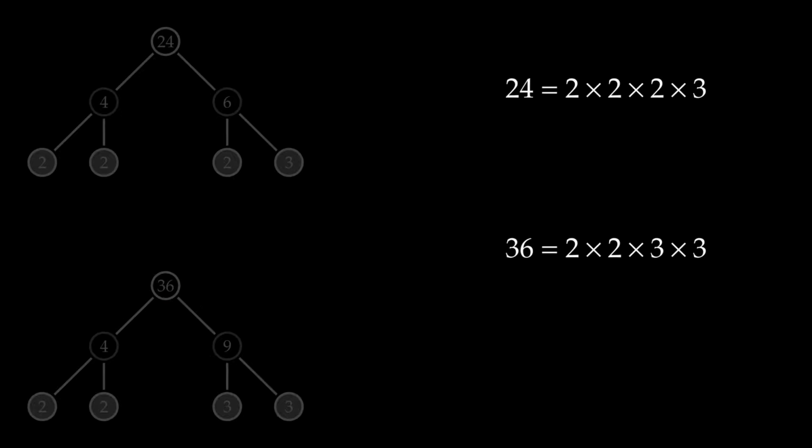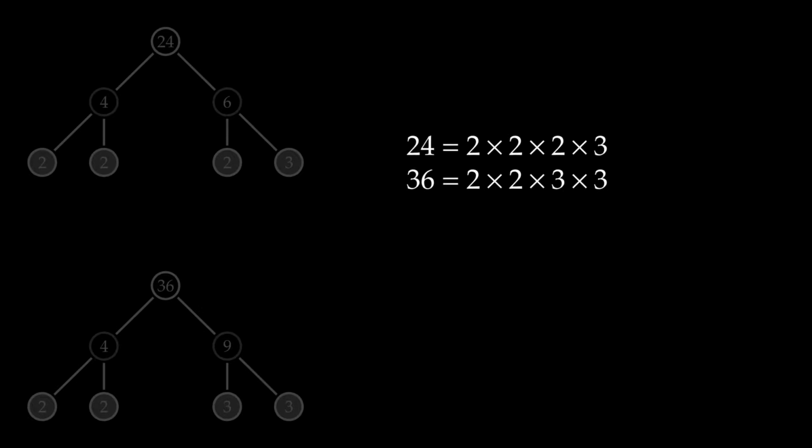It's advisable to write the prime factors in ascending order, as it will help us find the greatest common factor and the least common multiple more easily, especially when bigger numbers are involved.